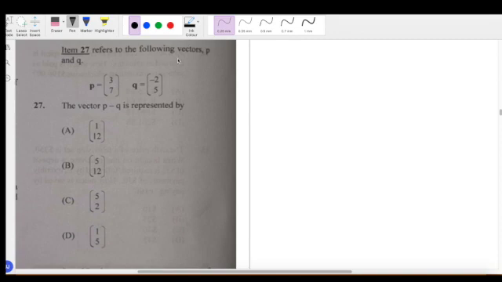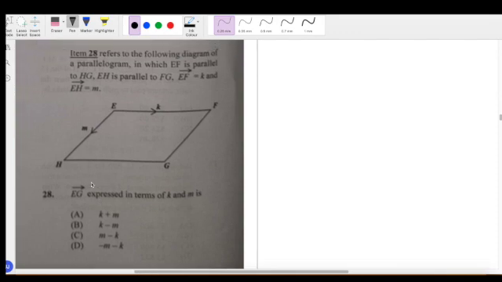Item 27 refers to the following vectors p and q. The vector p minus q is represented by, well, p minus q will be (3, 7) minus (-2, 5), and 3 minus negative 2 will be 3 plus 2, and 7 minus 5. So 3 plus 2 is 5, 7 minus 5 is 2, so (5, 2) is what we're talking about there.